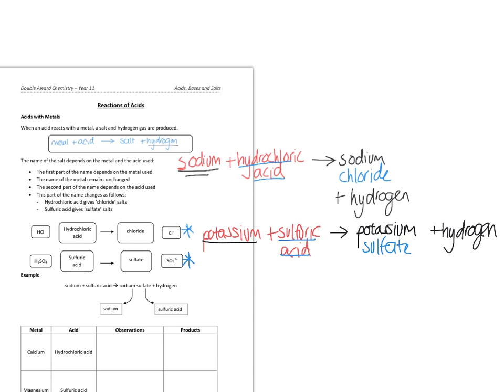So hydrochloric acid and sulfuric acid are the only acids that you need to be familiar with. So remember that hydrochloric acid changes its ending to chloride. Sulfuric acid, its name to sulfate.